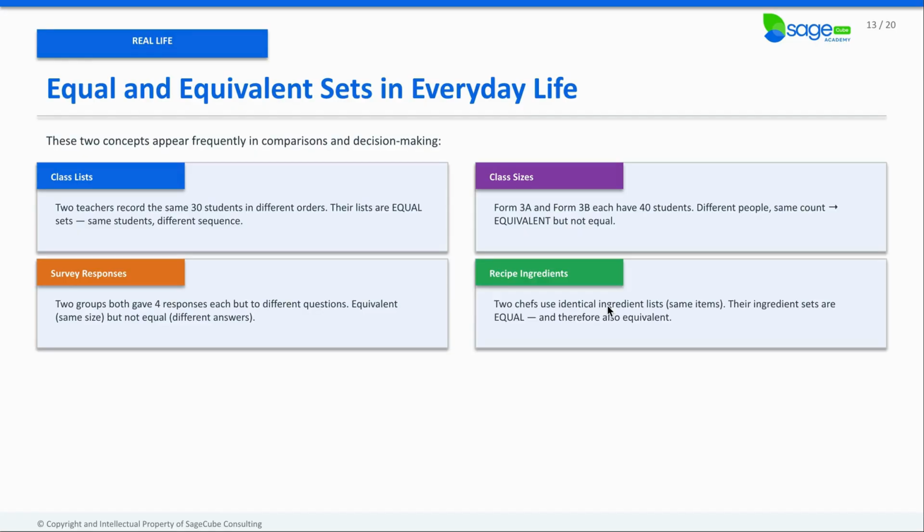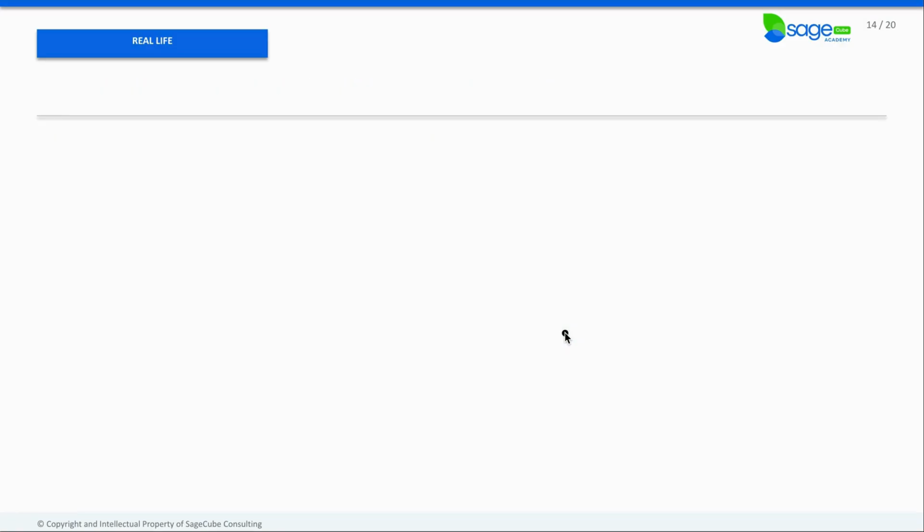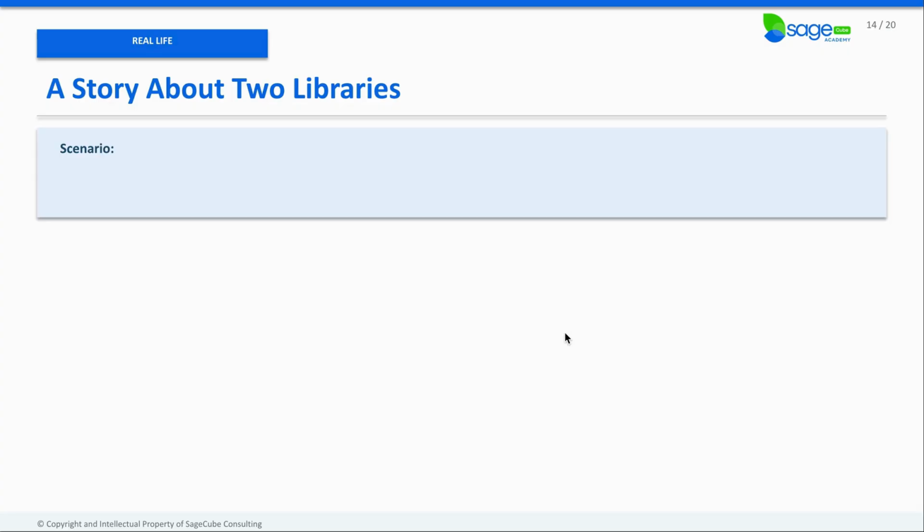Then recipe ingredients too. Two chefs may use identical ingredients, so the ingredient sets are equal, okay? And therefore they are equivalent. So let's look at this scenario. Library A has math, science, English, history. Library B has English, history, science, math. And library C has French, geography, music, art.